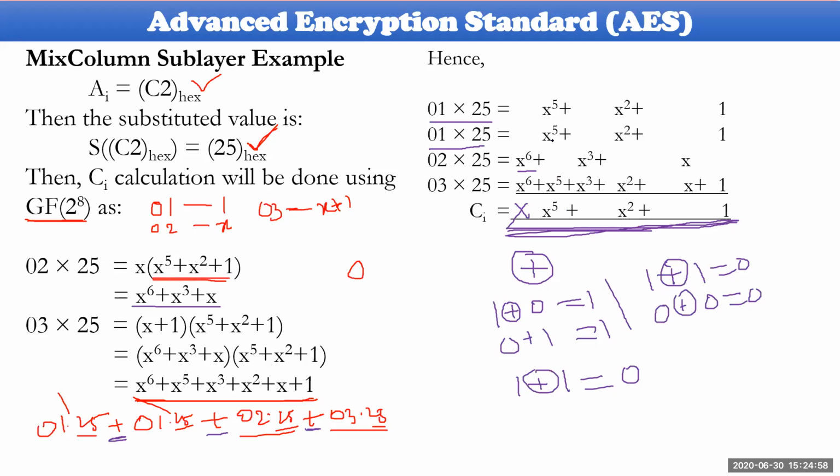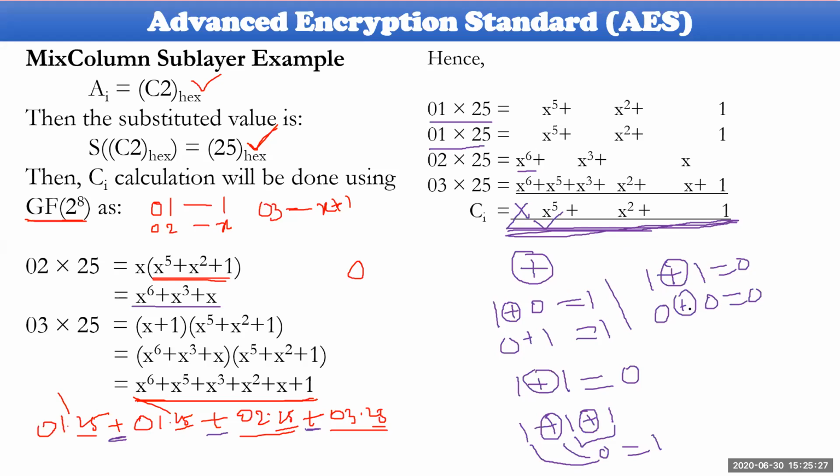So x power 5: 3 times x power 5 will be there. Existence of each x power 5 will be 1 here. 1 XOR 1 XOR 1 here. That is the meaning actually. So 1 XOR 1 will be equal to 0, and 1 XOR 0 will be equal to 1 here. So that is why we got this particular coefficient.